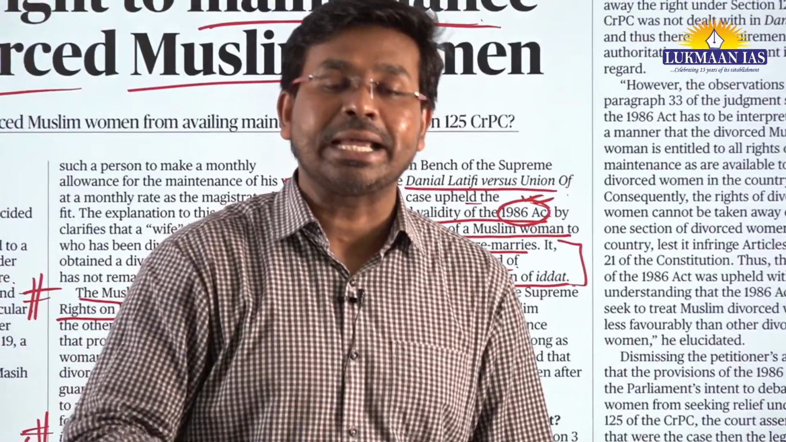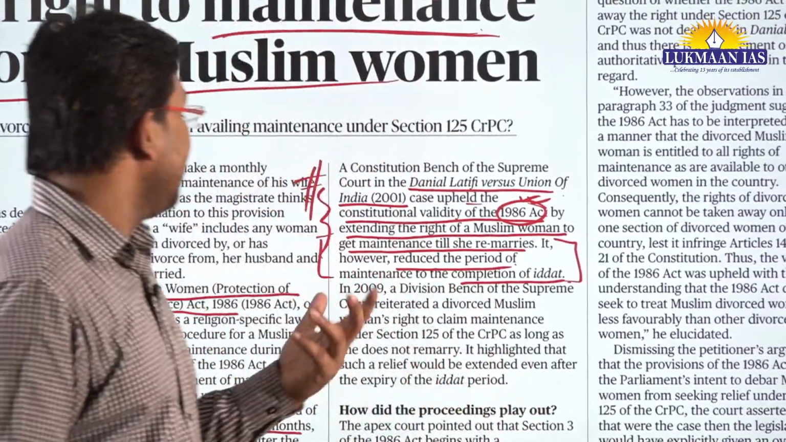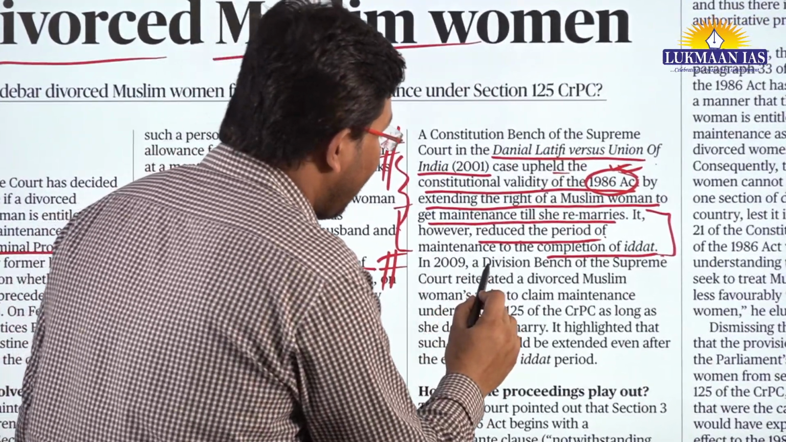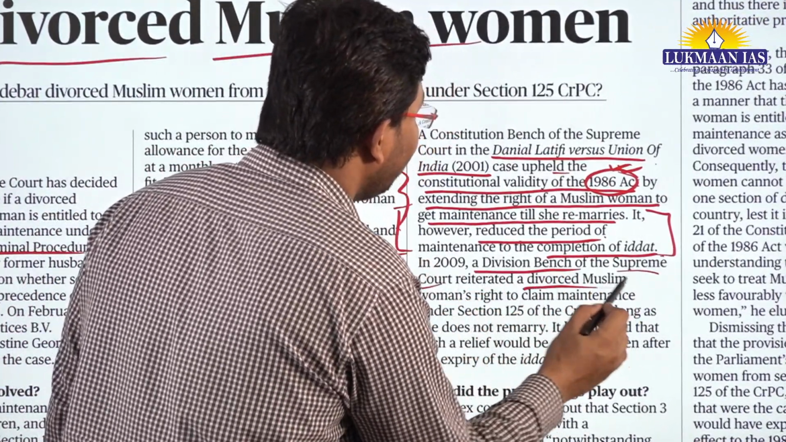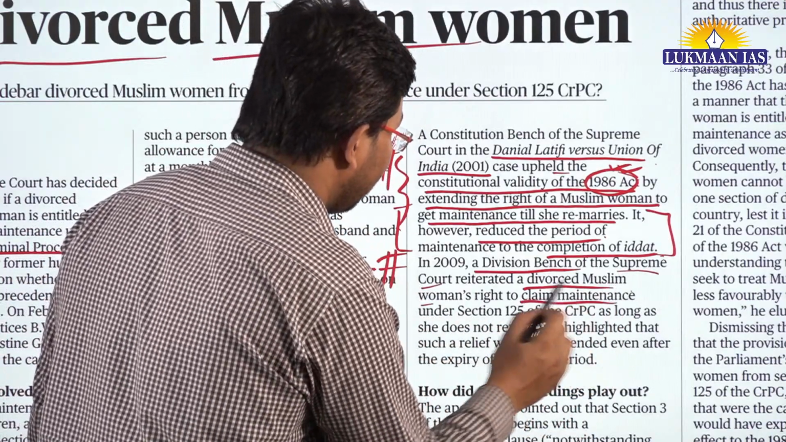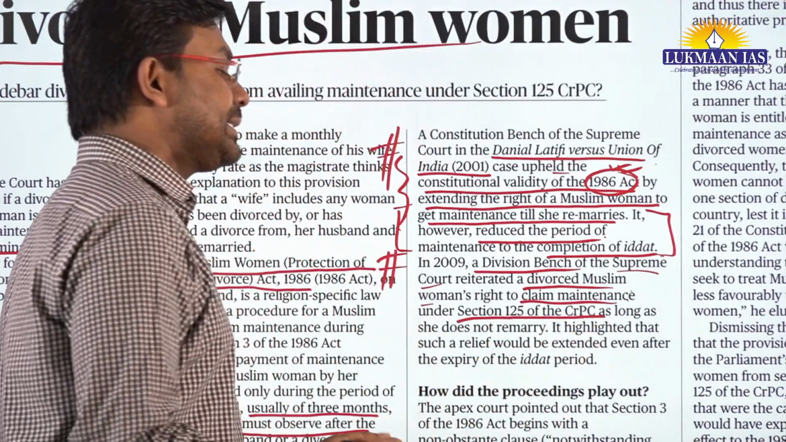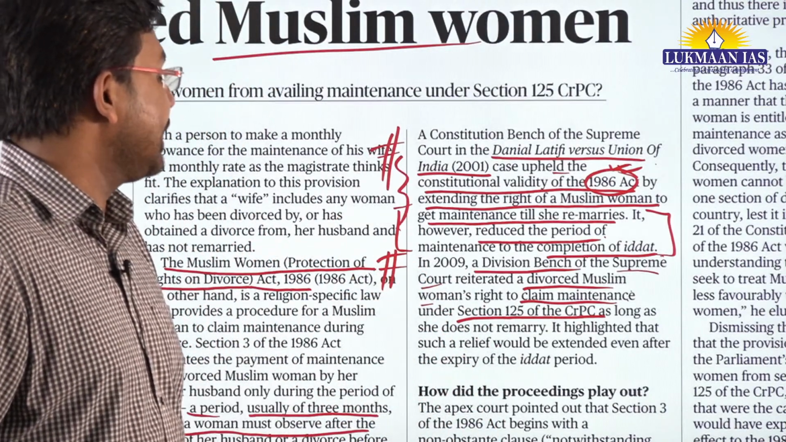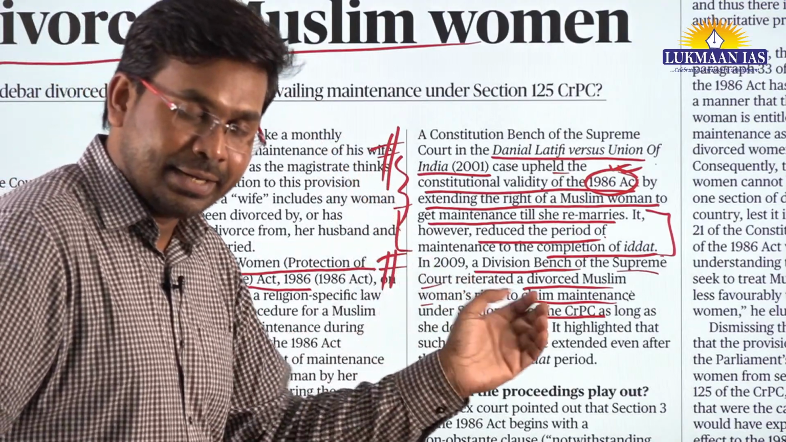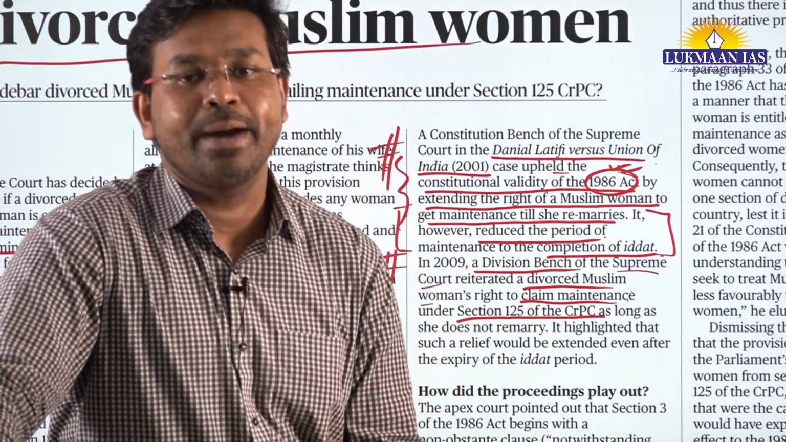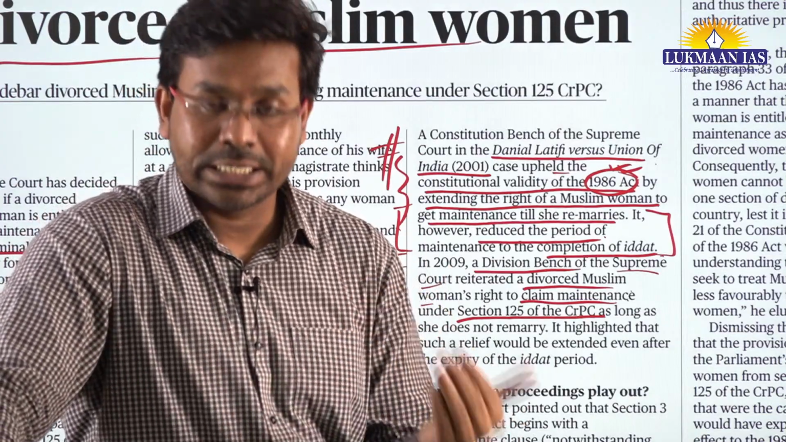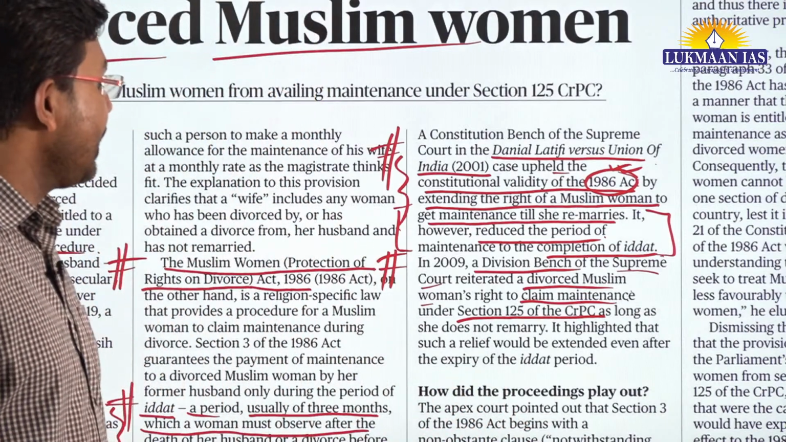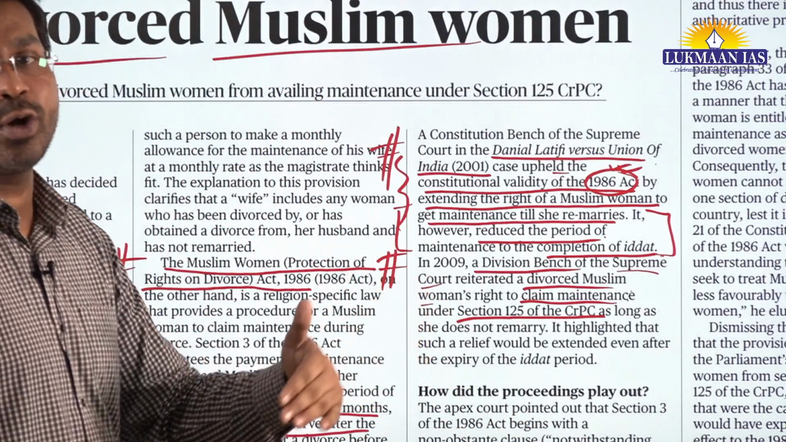However, this act was again challenged in the Supreme Court of India in 2009. The division bench of the Supreme Court reiterated that a divorced Muslim woman has the right to claim maintenance under section 125 of the Code of Criminal Procedure, as long as she does not remarry. So a divorced woman will have the right to get maintenance from her husband under section 125 of the Code of Criminal Procedure.